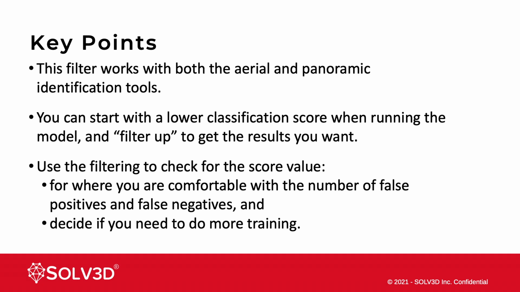Okay, so to wrap things up here for you, this filter works with both the aerial and the panoramic identification tools, even though we just showed it in the panoramic view here today. You can start with a lower classification score when you run your model, and then use this function to filter up to get the results that you want. You can also use this filtering tool to check for the score value to see where you're comfortable with the number of false positives and the number of false negatives. And then you can decide if you need to do more training or not.